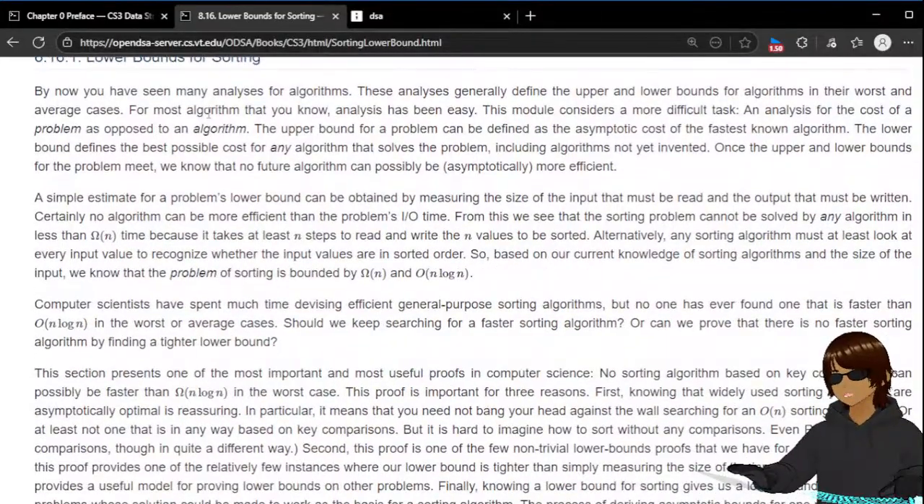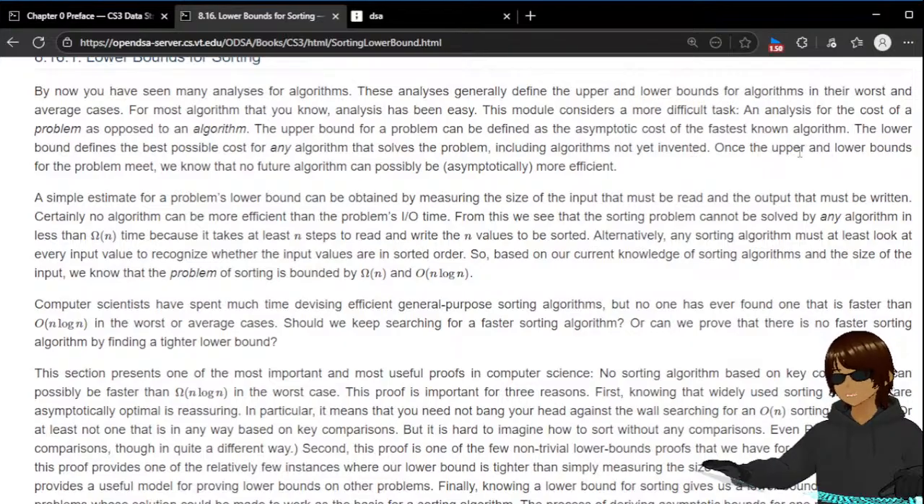By now, you may have seen analysis for algorithms. These analyses generally define the upper and lower bound for algorithms in their worst and average case. For most algorithms that you know, analysis has been easy. This module considers a more difficult task, analysis for the cost of a problem as opposed to an algorithm. The upper bound for a problem can be defined as the asymptotic cost for the fastest known algorithm. The lower bound defines the best possible cost for any algorithm that solves the problem, including algorithms not yet invented.